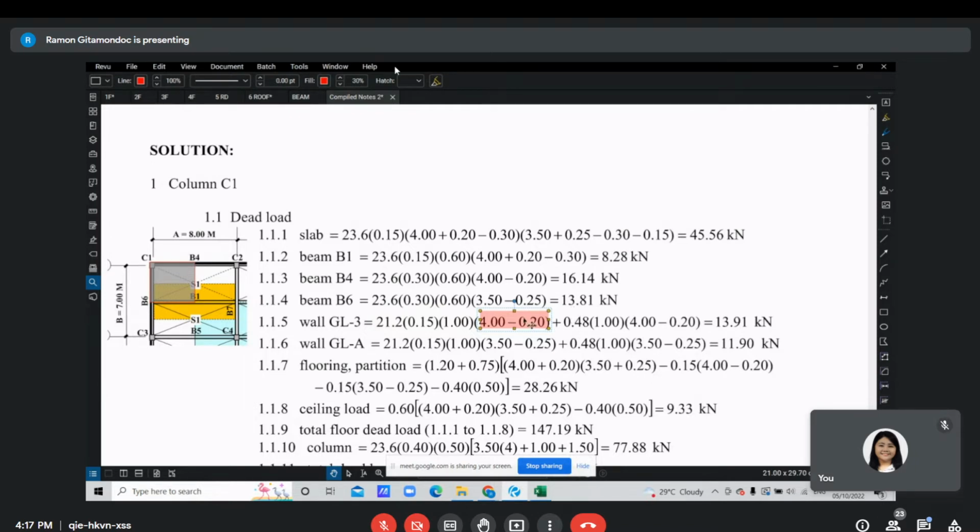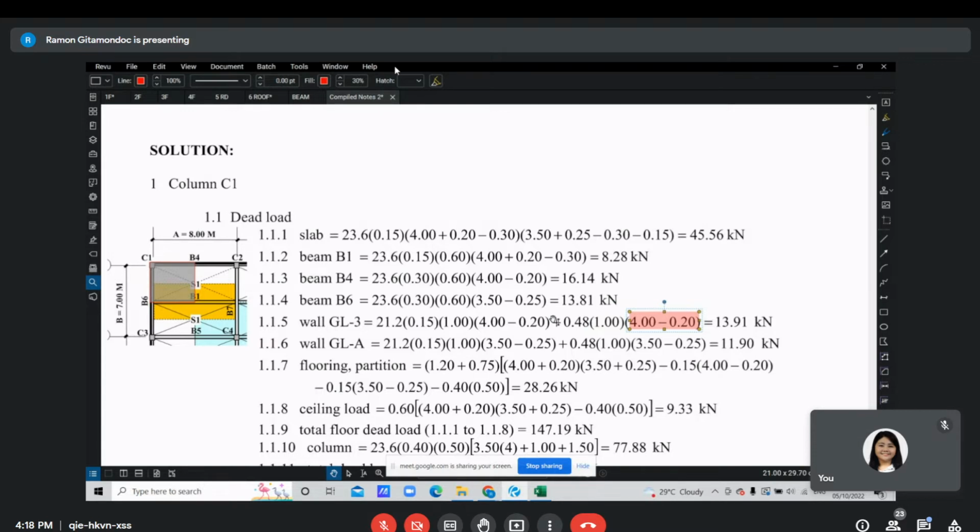Then plus, this calculation is for the plaster. So for plaster, we have 0.24 kPa, that is kilonewton per square meter of wall area. That is on one side. Since we assume plastering on both sides, that would give us 0.48. And of course, multiplied by the wall area. So 1 times 4 minus 0.2 is the wall area. So 1 is the height of the wall. Then 4 minus 0.2 is the length of the wall, tributary to column C1.